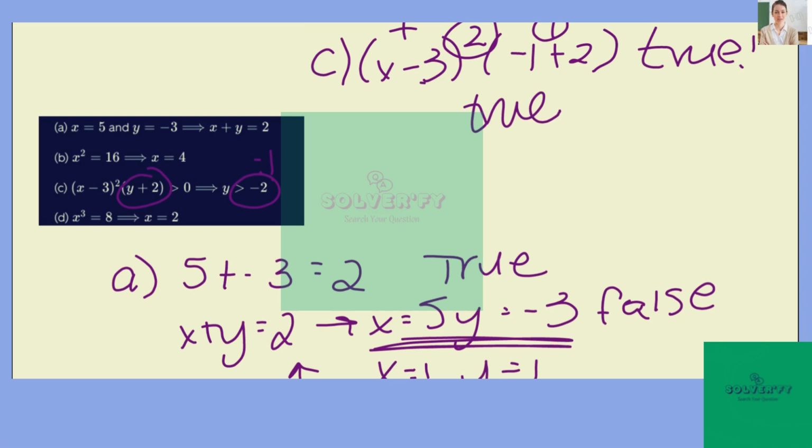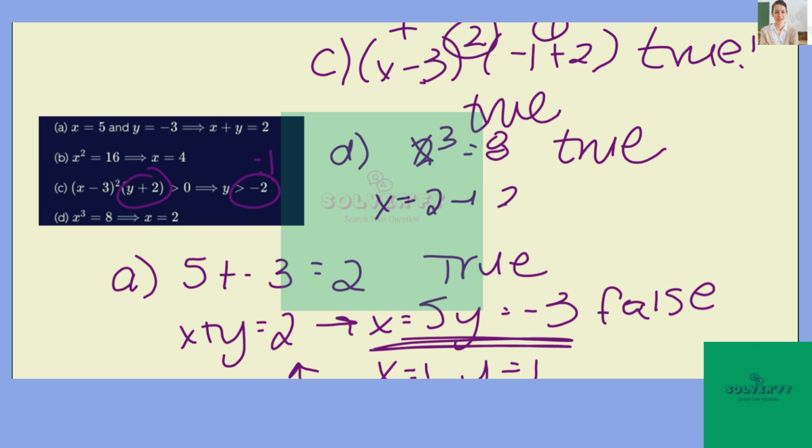For D, we're saying that if x to the third is equal to 8, then x is equal to 2. That's true because 2 to the third is equal to 8, and there's no other number that would make this true. And then for our counter implication, if x equals 2, then we know that 2 to the third is equal to 2 times 2 times 2, which is equal to 8. So that one is also true.